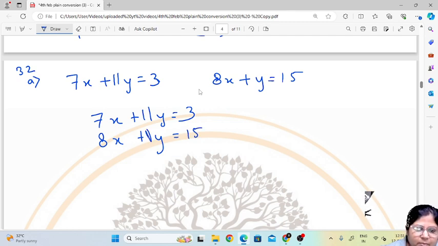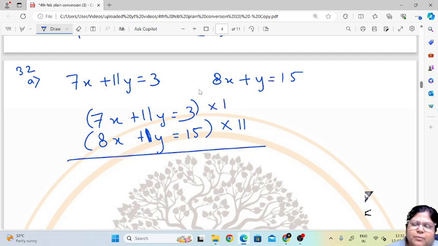Okay, now 7x plus 11y equals to 3, 8x plus y equals to 15. Now here the coefficient of y is 1. Now what if I eliminate y? I have to multiply it by 11. Here I don't have to do anything, I just have to multiply it by 1. If I don't multiply, then also it is fine. So after multiplying, how do we decide? Here the coefficient of y is 11, here the coefficient of y is 1. So just cross this. The first equation will be multiplied by the coefficient of the second equation's y, and the second equation will be multiplied by the first equation's coefficient of y.